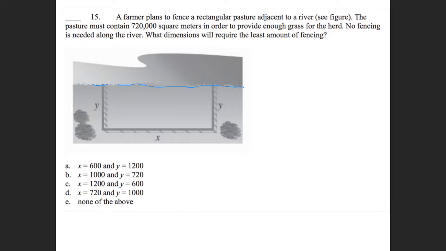Okay, so you're going to have 720 square meters in order to provide enough grass. What's the least amount of fencing? I'm going to let you try this, and you might not get very far because we've only done one problem so far. Give it a shot, see what you get, and then we will go over it.